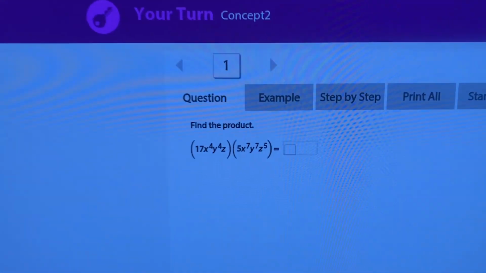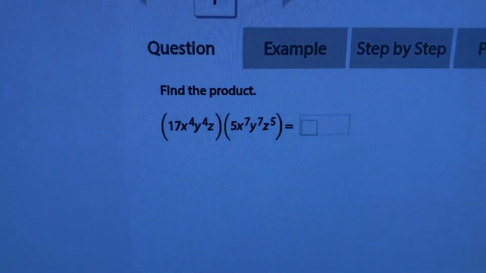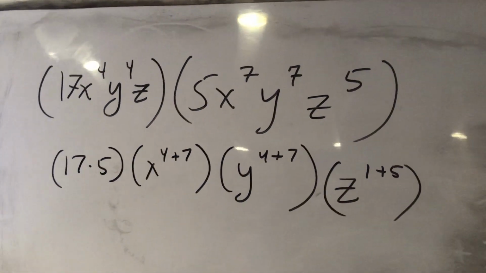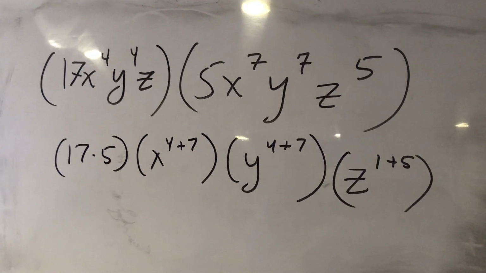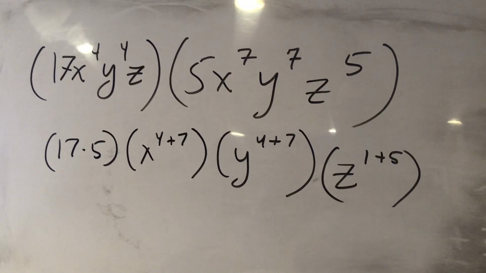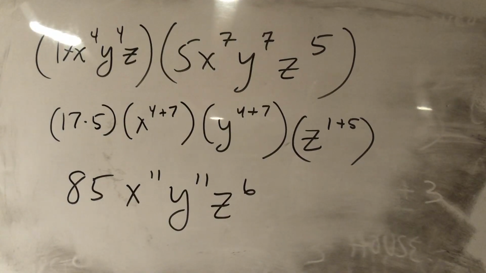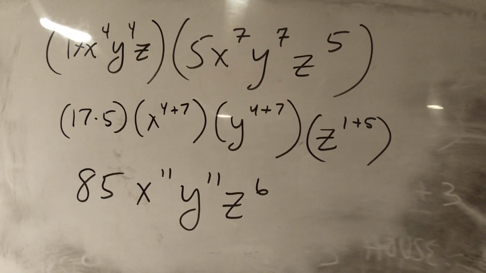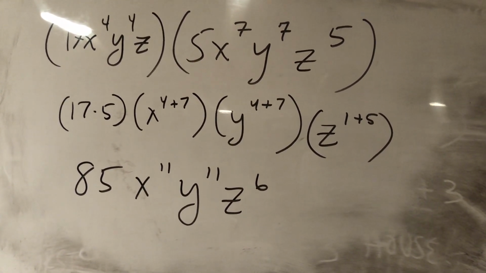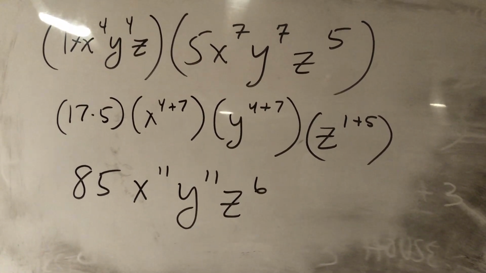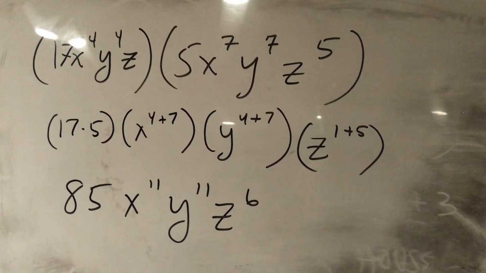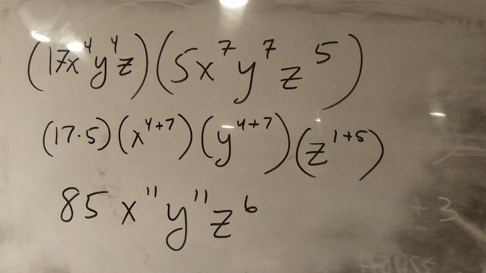All right, here's one for you to try. Okay, so first you do a little grouping. You're going to multiply 17 times 5. You're going to multiply the x's together, the y's together, and the z's together. Then once you put all that together, 5 times 17 is 85. x to the 11th, y to the 11th, z to the 6th. And then that's all you can do. We've simplified, and that is our final result.